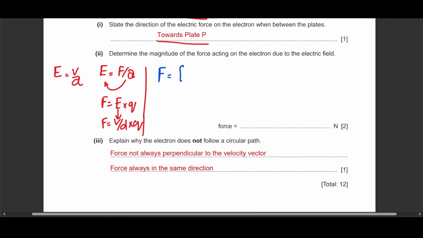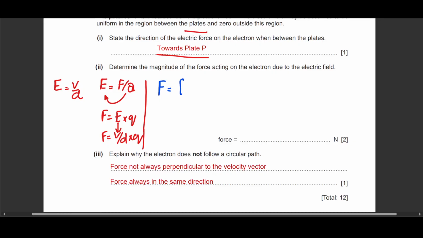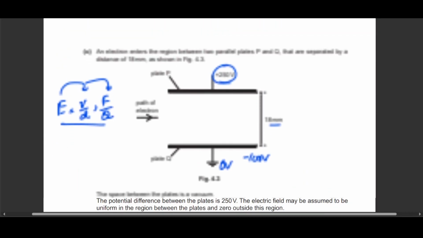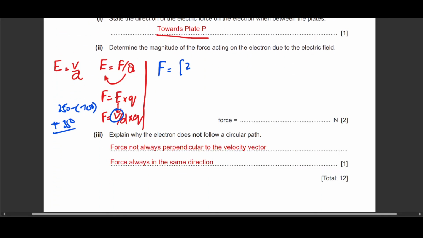So F equals voltage, or the potential difference, is 250 minus 0 volts. Now please notice that if, for the sake of example, this was at minus 100 volts, then what would be the value of this V? Then that would be 250 minus minus 100, which becomes plus 350, right? So sorry, this is actually positive 250. Then the potential difference would be 350. But over here, since this is at ground voltage, this is 0, so it has become 250 minus 0.